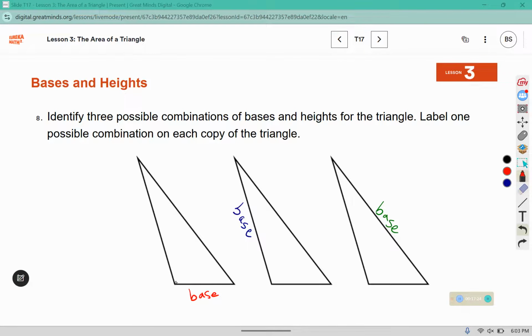If the base is here, we would need to extend so we can draw in the height outside of the triangle. If this is the base, we're going to create a right angle from there, creating the height here. And in this case, we could extend here to create that right angle and label this piece the height.